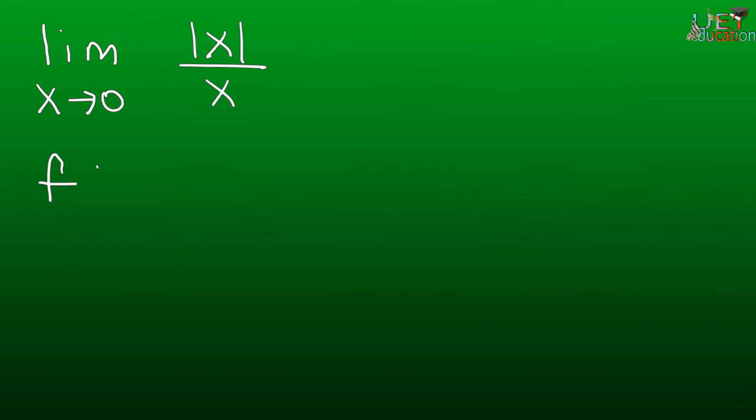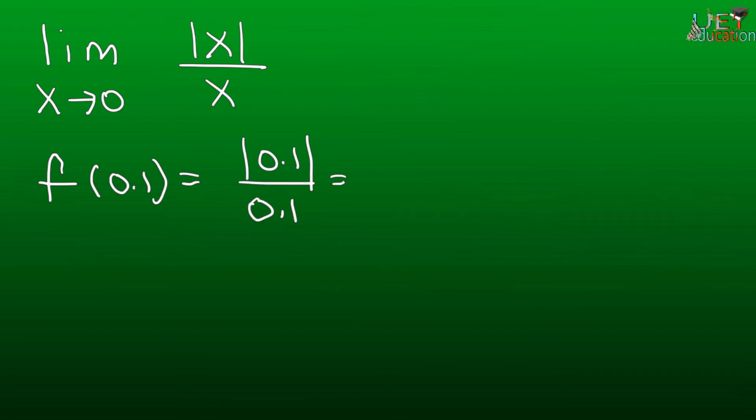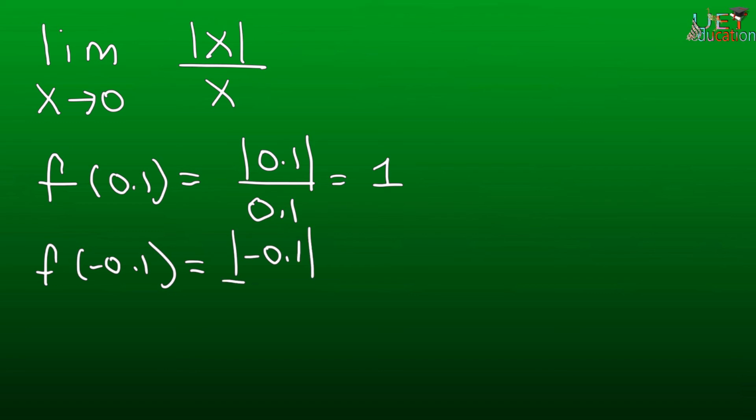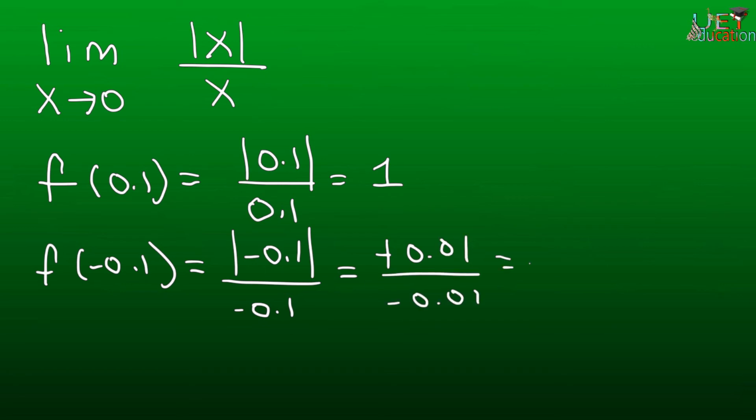What is the limit as x approaches 0 of the function the absolute value of x over x? Well, let's find out. So let's plug in 0.1. So the absolute value of 0.1 over 0.1, that's going to be 0.1 over 0.1, which is 1. And if we plug in negative 0.1, the absolute value of negative 0.1 is positive 0.1. And positive 0.1 divided by negative 0.1 is negative 1. So notice the difference between these two values.